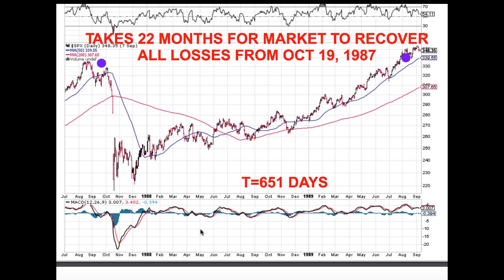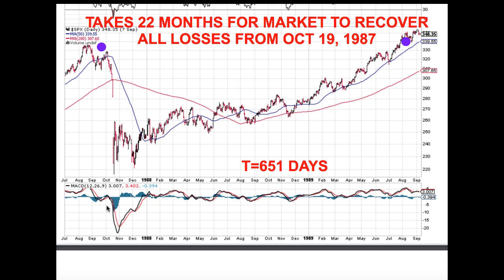And then in this particular case, it takes 22 months for the market to recover all losses from October 19th, 1987, which is a total of 651 days. That's how long it takes for the market to bounce all the way back to the level of September, October of 1987, before this crash took place.